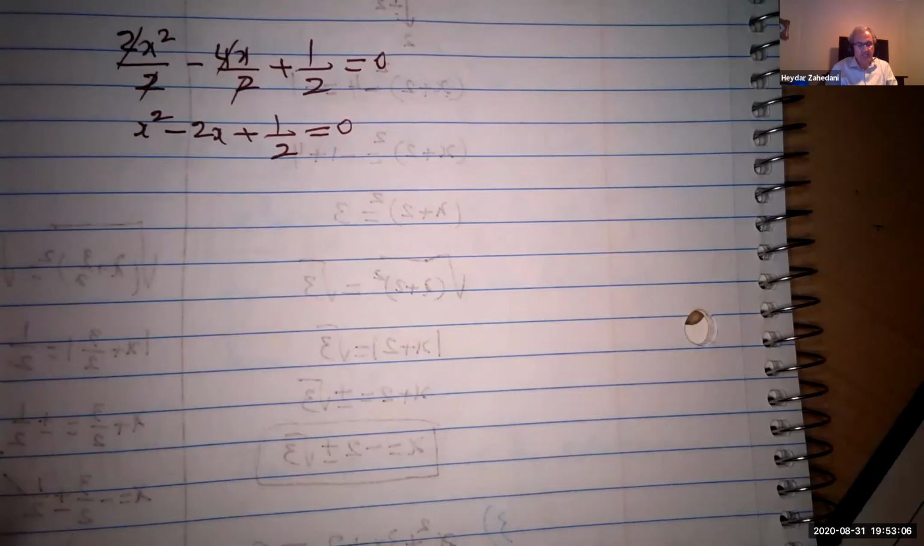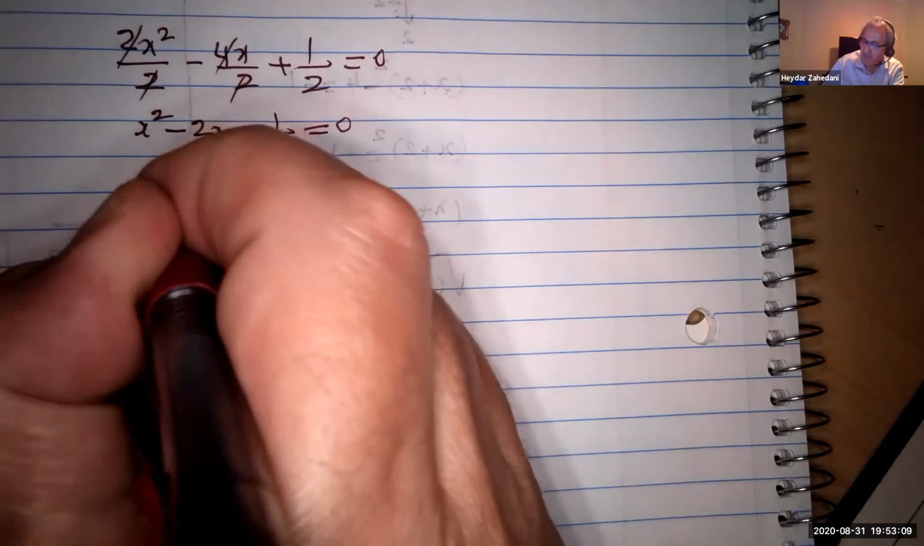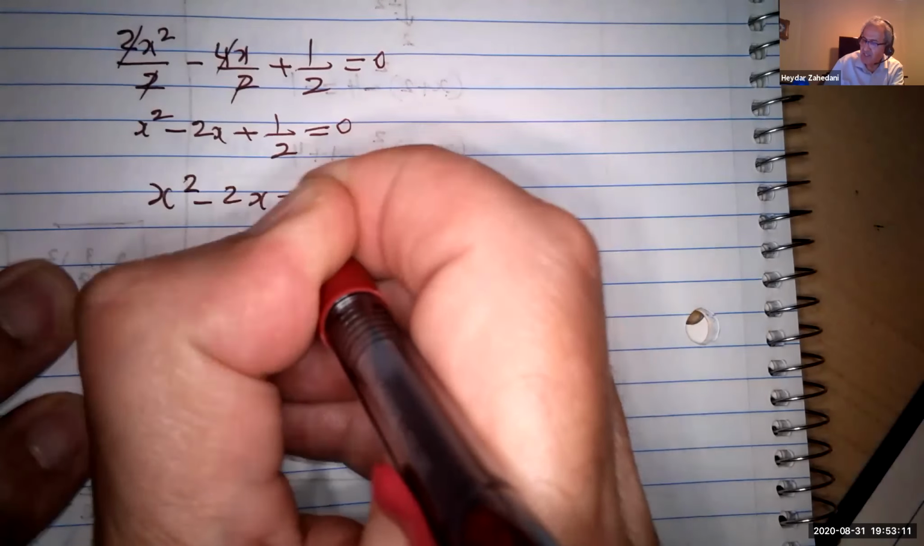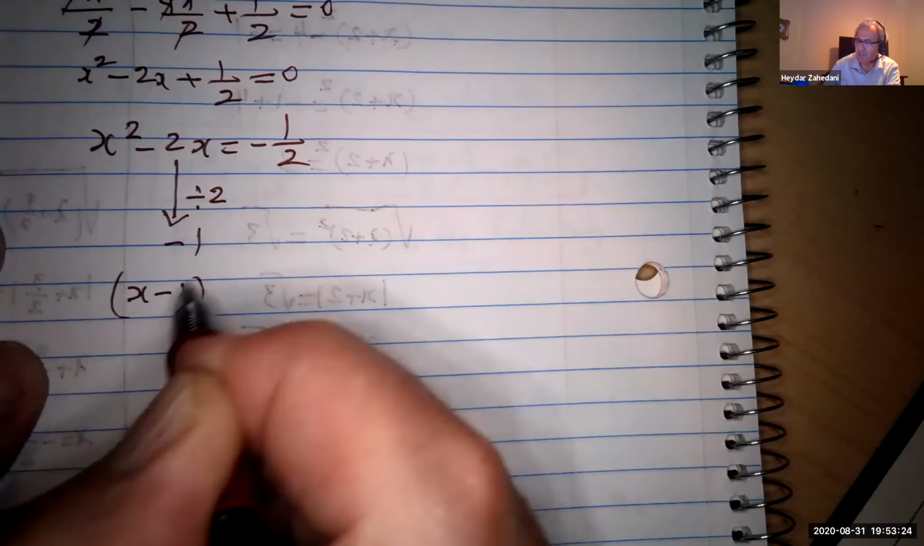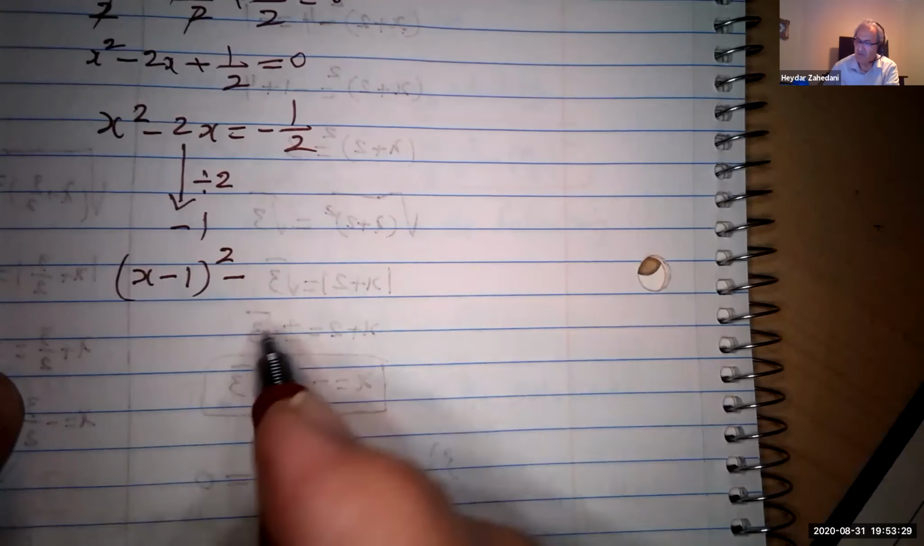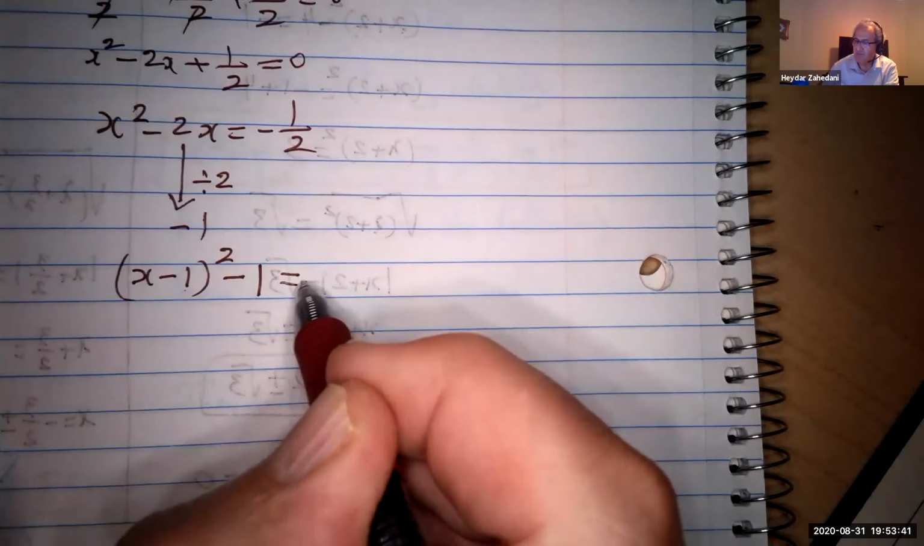Move the 1/2 to the other side. So x squared minus 2x equal to negative 1/2. That's step 1. Step 2, make the square. Divide this one by 2, so that gives me negative 1. So you have x minus 1 all squared minus negative 1 squared. 1 squared would be 1. Always divide first. When you get these numbers, minus the square equal to the negative 1/2.